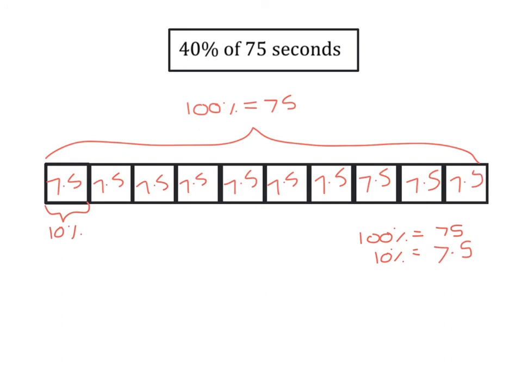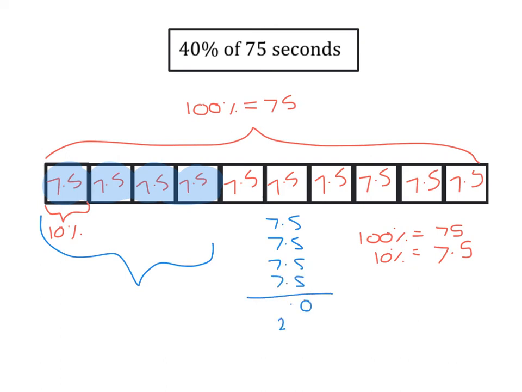And the question asks for 40%, so I need 10%, 20%, 30%, 40%, so I need all four of these boxes. So that's 7.5 times 4, or I can do just a quick column method. So that's 5 add 5 add 5 add 5 is 20. 7, 14, 21, 28, 30, so it's 30.0 or just 30. So my answer is 30 seconds.